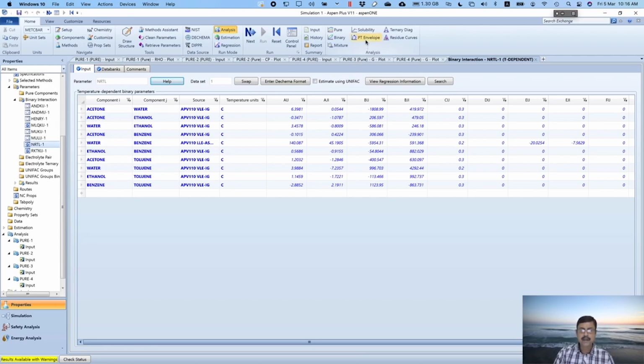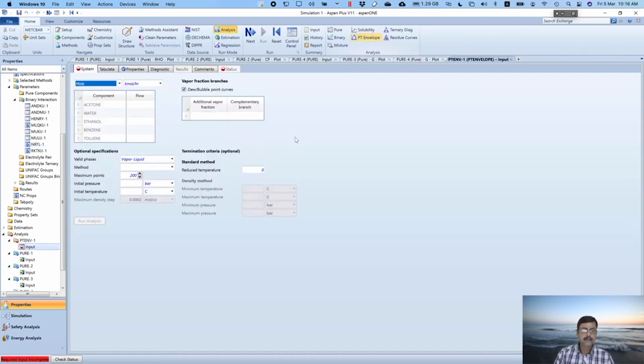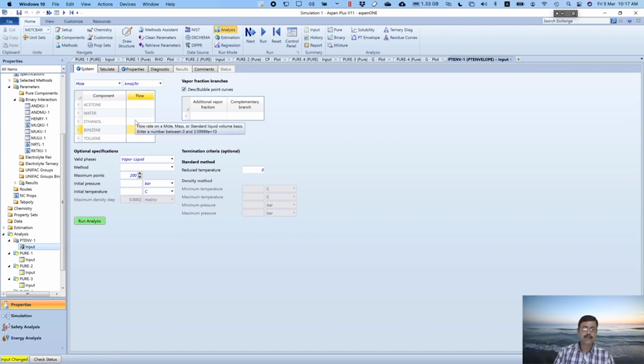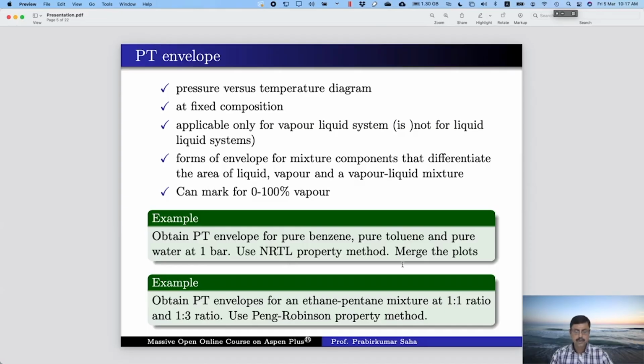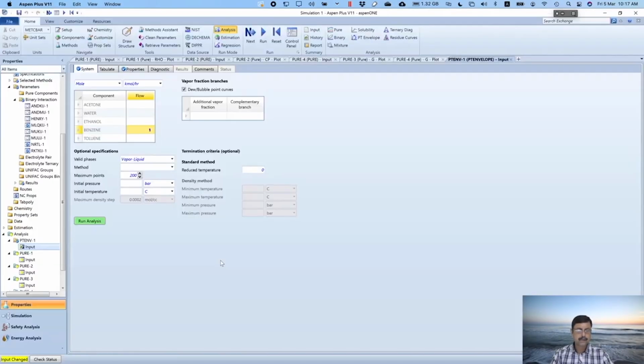Now you can call PT envelope. So here for benzene, just give 1 kilomole per hour. Don't give anything else, because you are looking for pure benzene. So you have a flow of benzene, only benzene, nothing else. And pressure, it should be 1 bar. So let us say 1 bar pressure. And then run analysis.